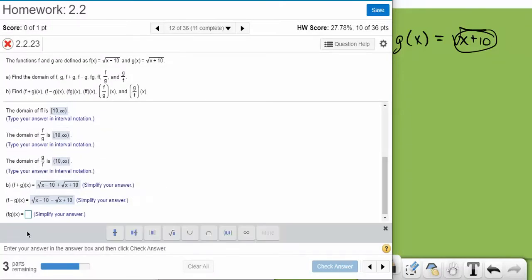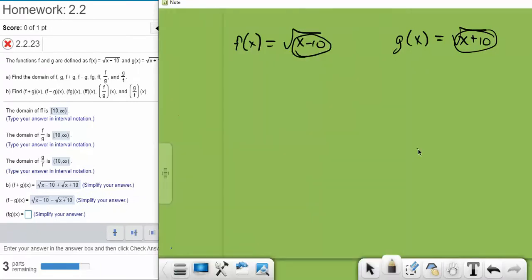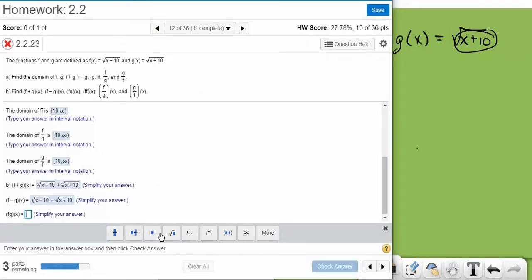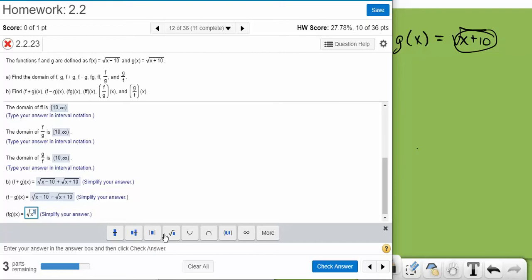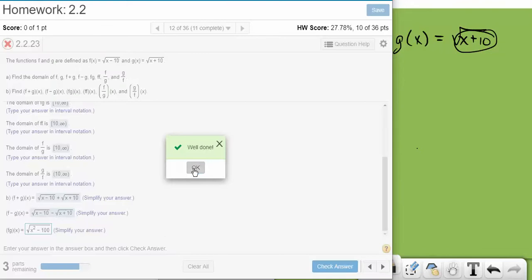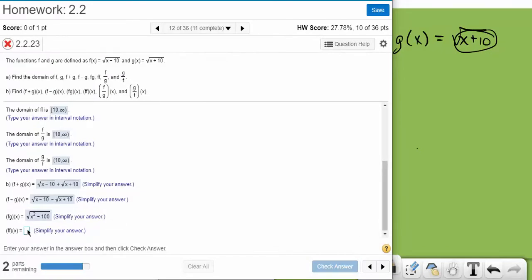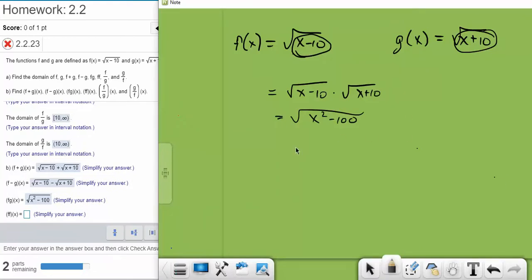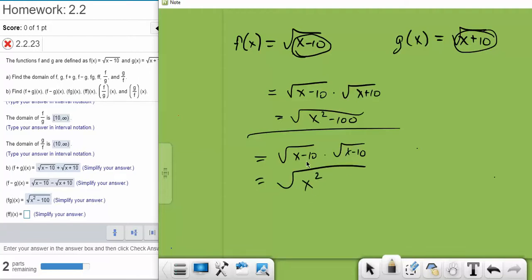And then times, we're going to change that to, okay, now this one we can actually simplify, right? So square root of x minus 10 times square root of x plus 10. The way you multiply two radicals is you multiply the numbers inside, and that's a difference of squares, so that'd be x squared minus 100. Okay, and then f times f, which one was f? The x minus 10. So again, that would be x minus 10 times x minus 10. So you're going to FOIL the expressions inside. So it'll be x squared minus 10x minus 10x is minus 20x plus 100.